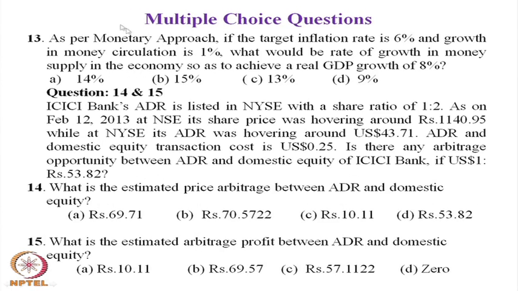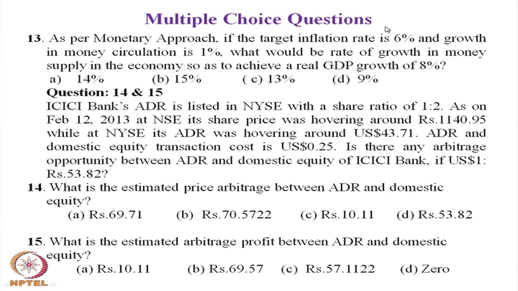Question number 13 is: as per the monetary approach, if the target inflation is 6% and growth in money circulation is 1%, what will be the growth rate in money supply to achieve a growth rate of 8%? So, here we want an annual growth rate of 8% with 6% inflation, 8 plus 6, that is 14%. And what will be the money circulation? 1%. So, 14% minus 1% is 13%, that will be the answer. So, answer is 13%.